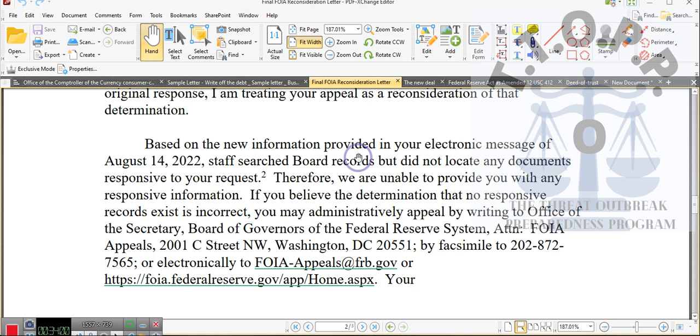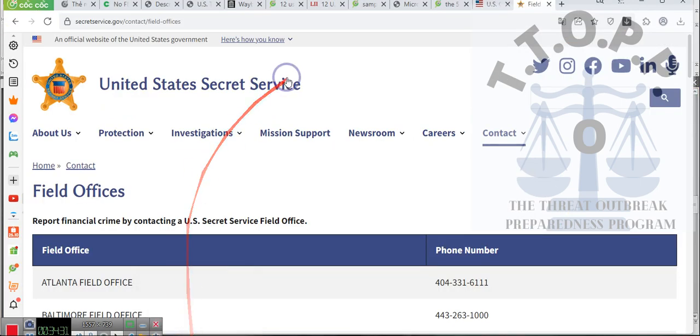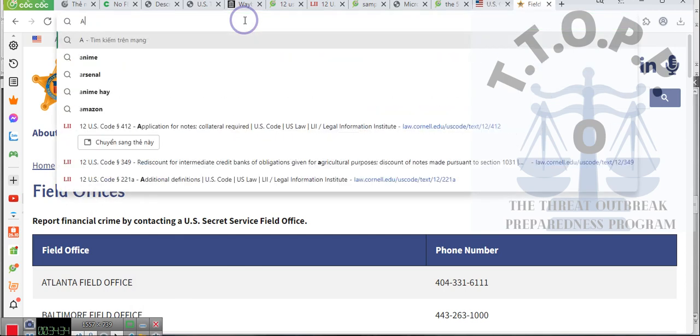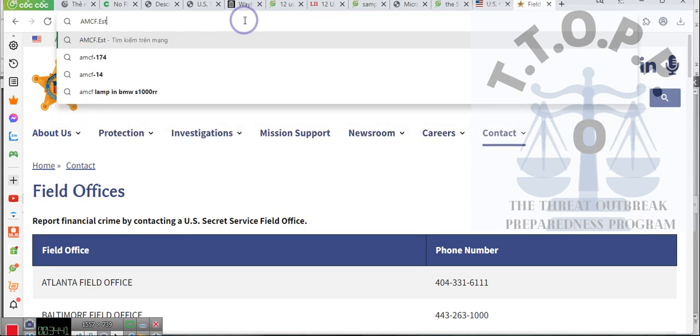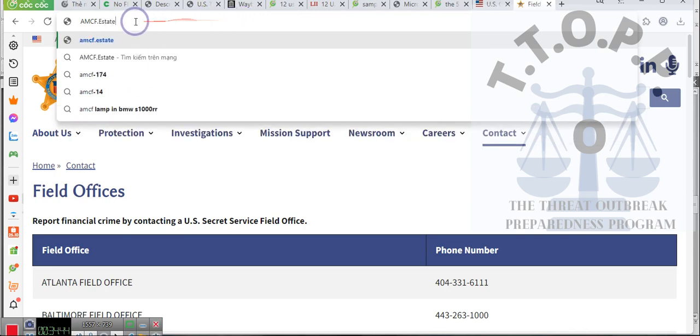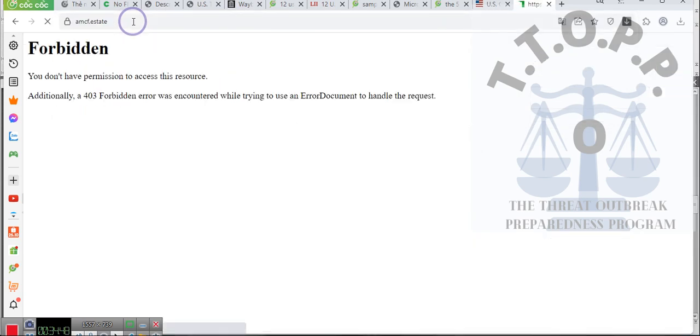All right, ladies and gentlemen, for the next 2 minutes, we're going to talk about the mortgages. SACOM is getting ready to help those of you who are pre-foreclosure. That means if you're less than 90 days behind in your mortgage and they have not started foreclosure proceedings, starting Monday, there will be a website and a link. The website is not complete yet, so you will have to be patient. The name of the website is A as in Apple, M as in Mary, C as in Charlie, F as in Frank, dot estate. AMCF dot estate. That's the name of the website.